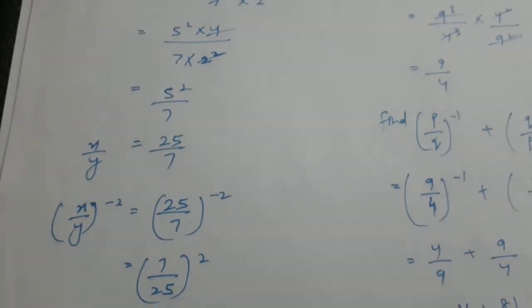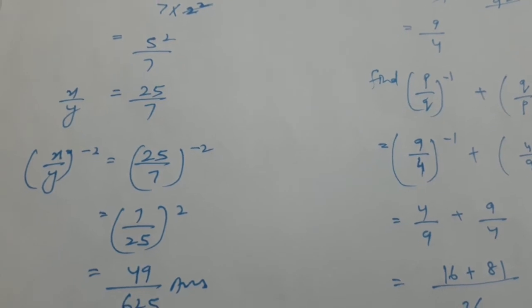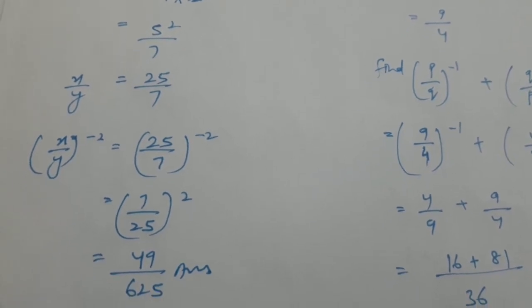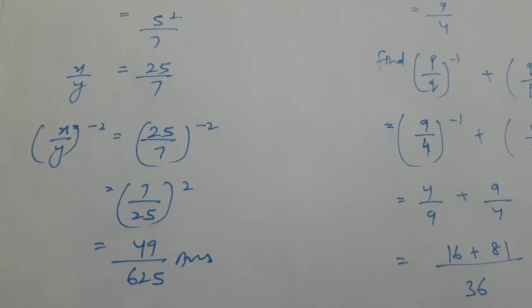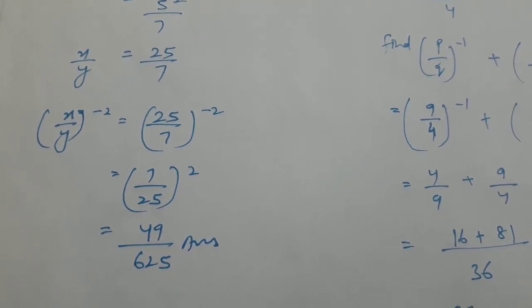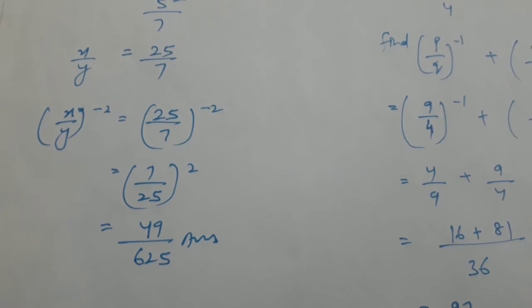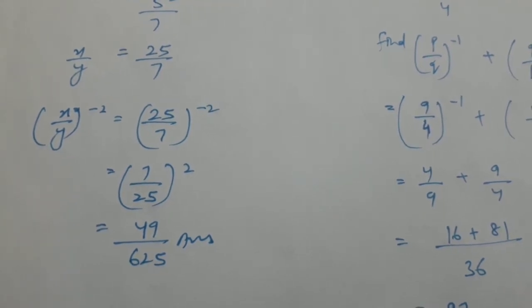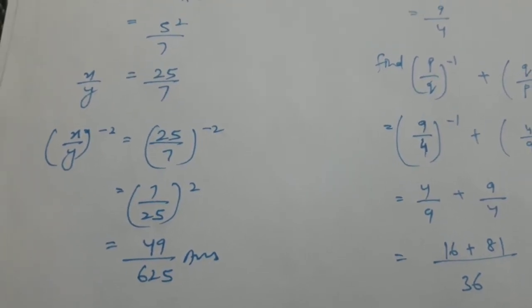So we have to find out (x by y) raised to the power minus 2, that is (25 by 7) raised to the power minus 2. For removal of the negative sign from the power, we will reciprocate the number as (7 by 25) raised to the power 2, which will come out as 49 by 625.